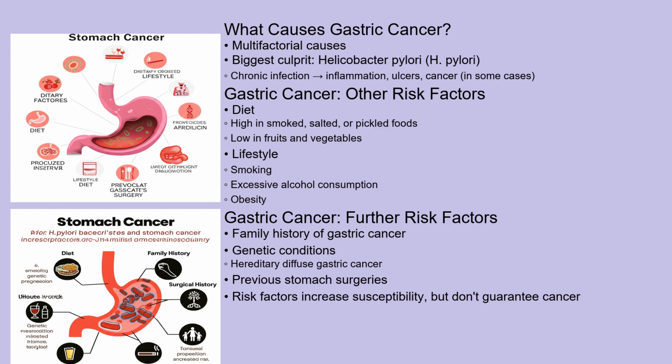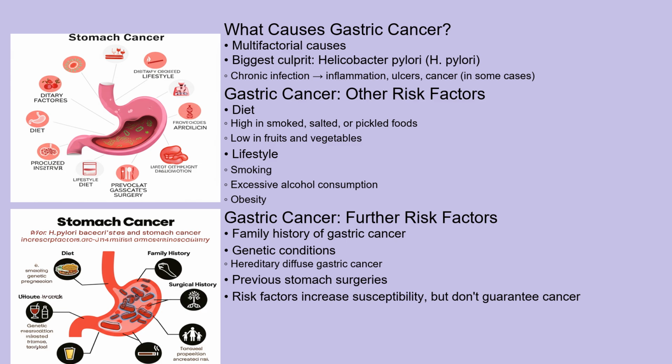While the exact cause is often multifactorial, the biggest culprit is Helicobacter pylori, a bacterium that can infect the stomach lining. Chronic infection with H. pylori can lead to inflammation, ulcers, and eventually, in some cases, cancer. Other risk factors include a diet high in smoked, salted, or pickled foods and low in fruits and vegetables. Smoking, excessive alcohol consumption, obesity, and a family history of gastric cancer also increase the risk.